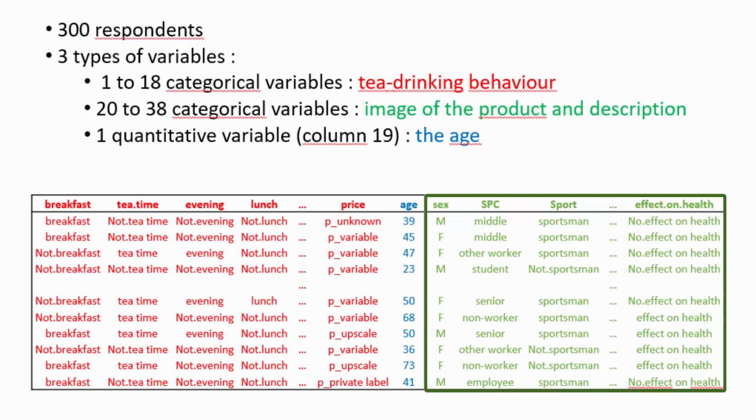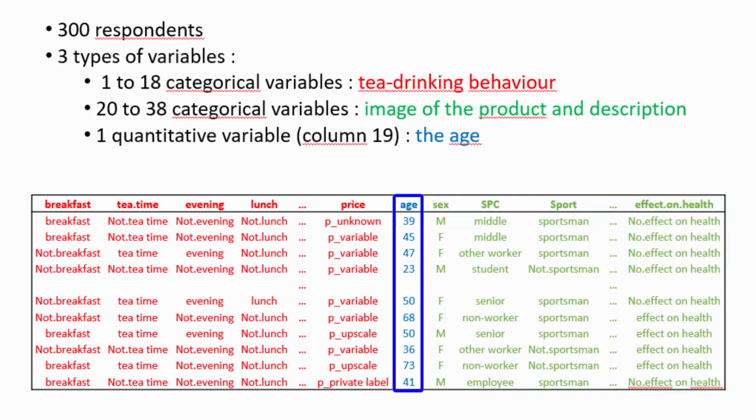There are the questions in green here, for example, sex, socio-professional category, whether they do sport or not, age, coded as a qualitative variable HQ, in age brackets. As for their image of tea, there were questions like, to you, is tea good for health? Is it a diuretic? And so on. Then one last quantitative variable, actual age.